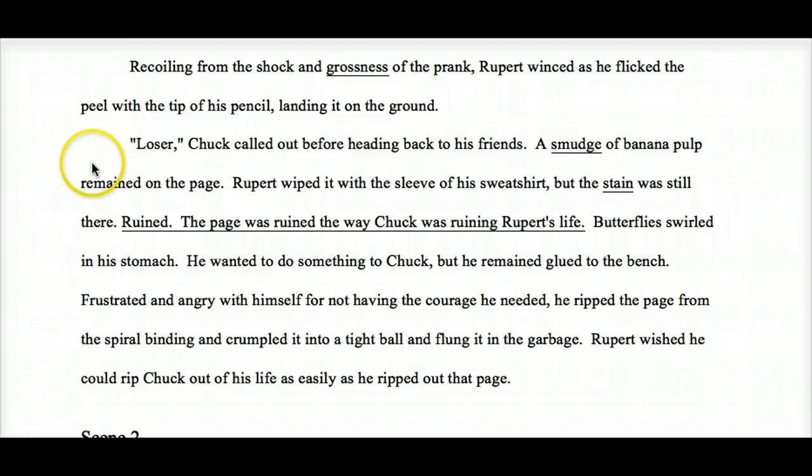Now for your homework assignment, what I'm going to ask you to do is start underlining the language that you see that helps tell that internal story. For this small passage here, I've gone ahead and underlined some of the words that we just talked about. Grossness, smudge, stain, ruined. And I could keep going here. This whole section here: frustrated and angry for not having the courage.